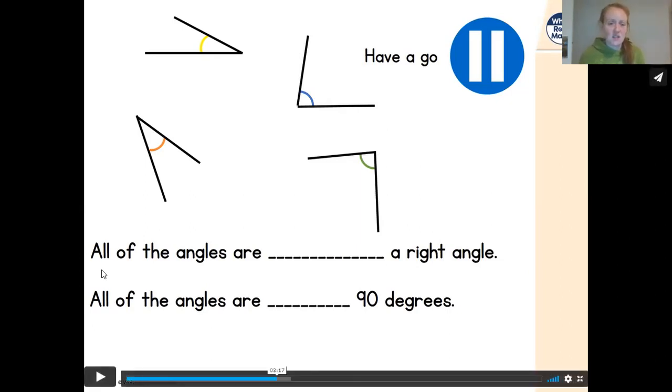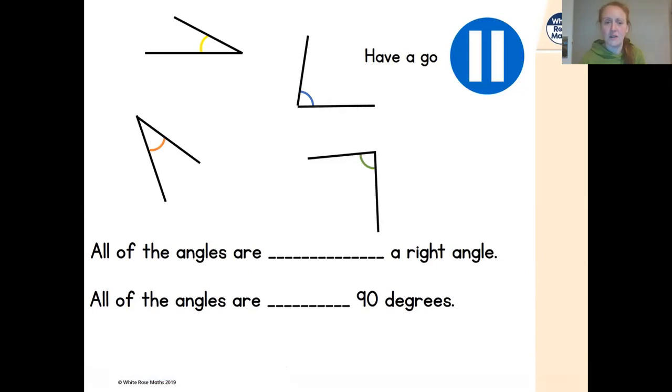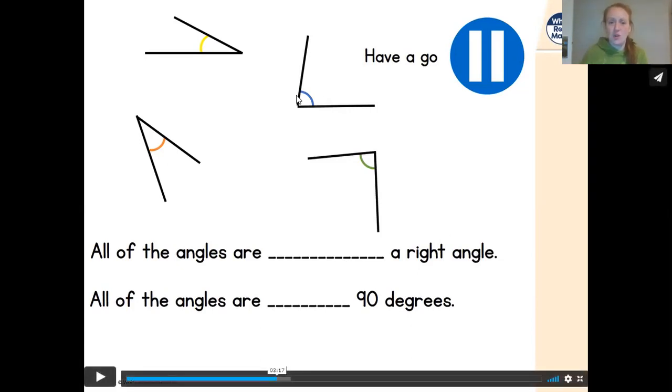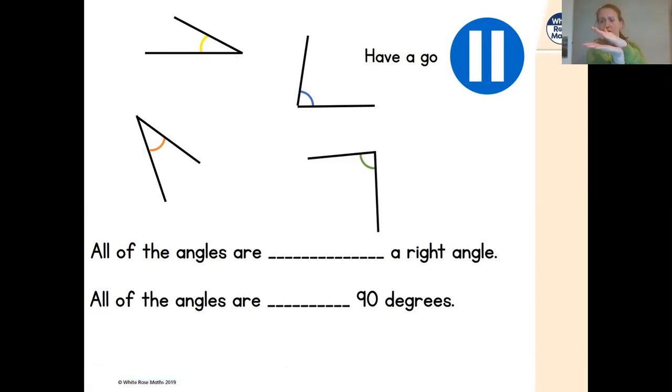So let's have a look at this sentence. All of the angles are something a right angle. What could we put in here? What word could we put in here? Well done if you got it. All of these angles are less than a right angle. Okay, they're all smaller than a right angle because I'd have to move this up here for it to be a right angle. I'd have to move this line here, and these ones here, these lines are much smaller than a right angle. You can see they're like squashed right angles.